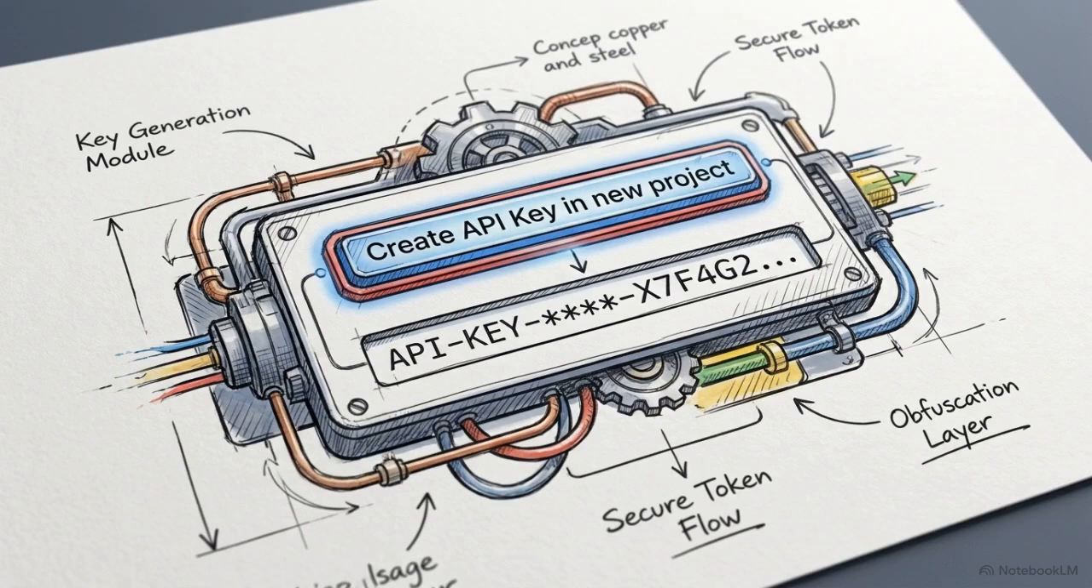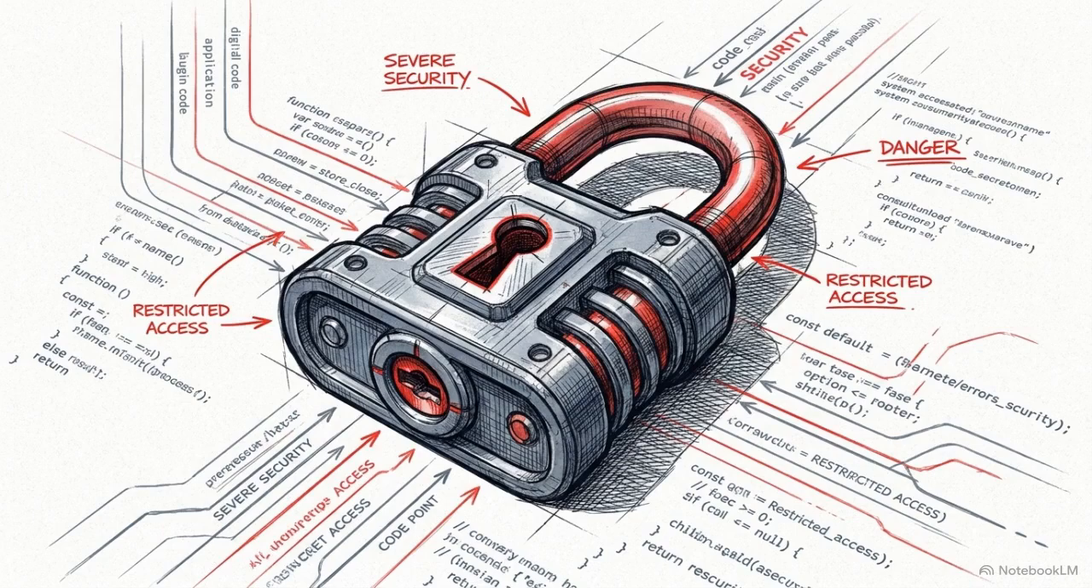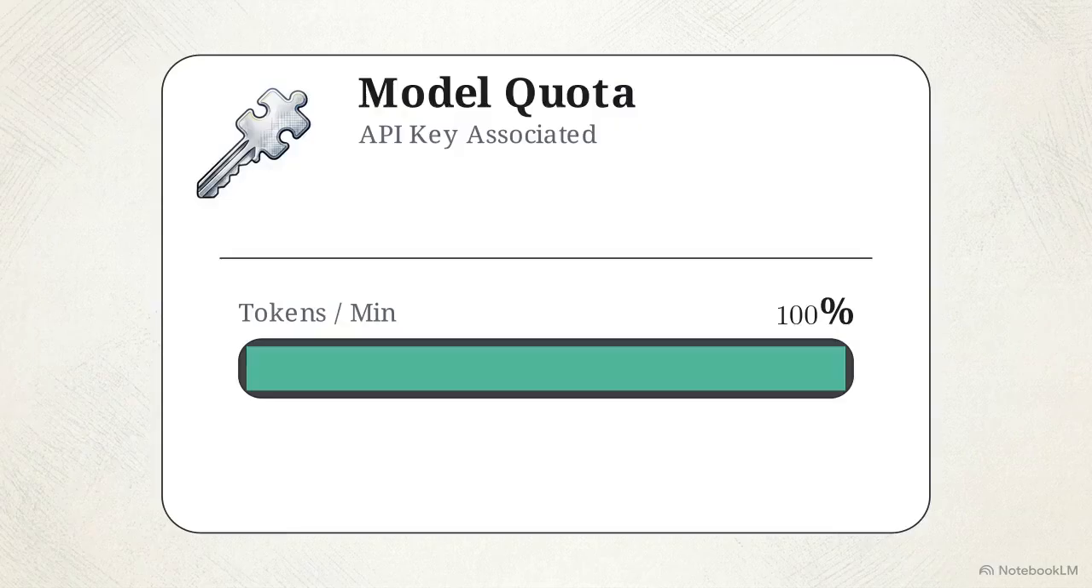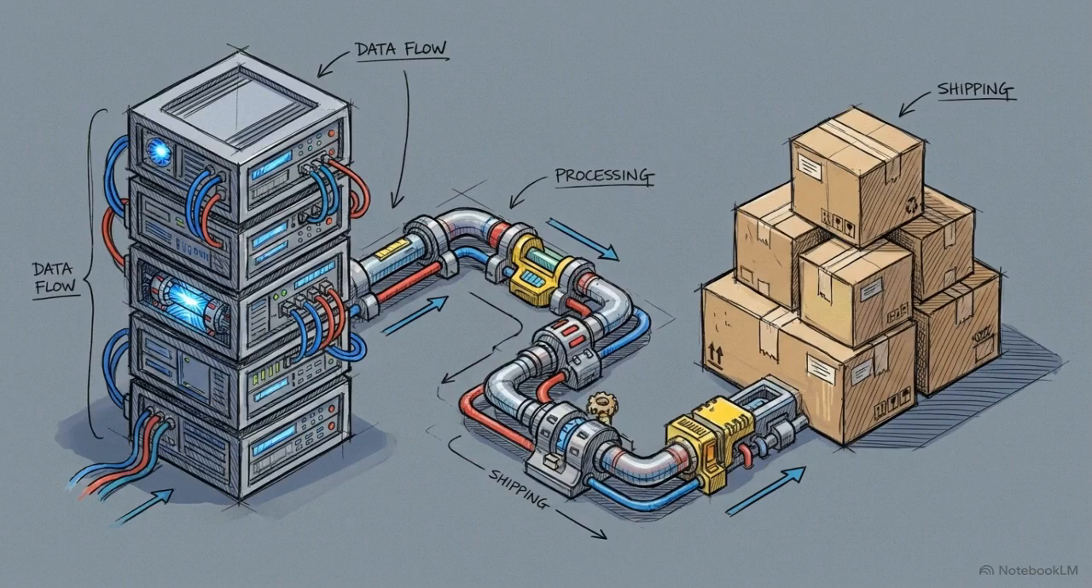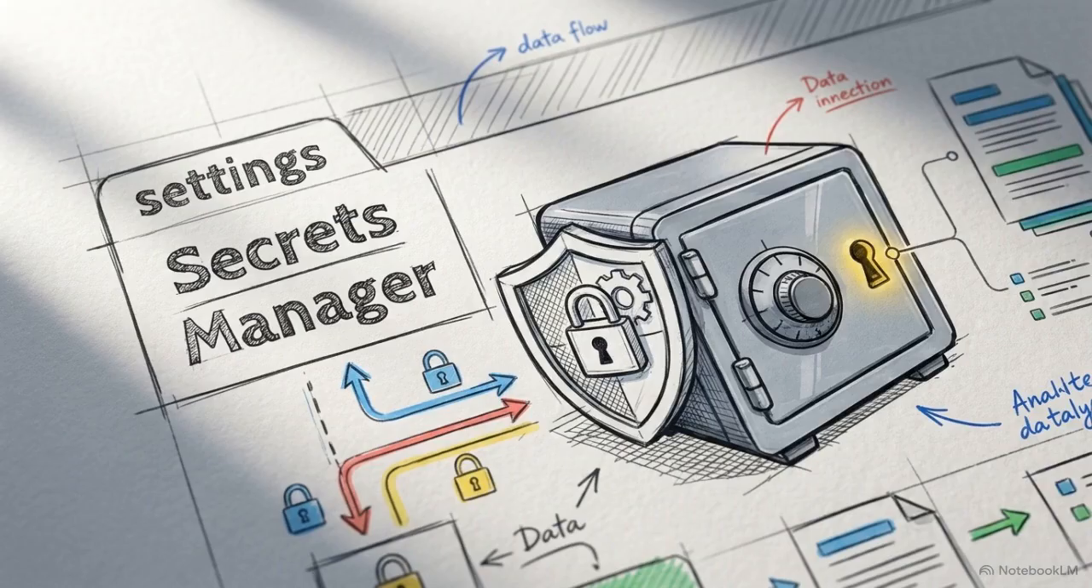Click Create API Key in New Project to generate your credential. Copy the string of characters and save them in a secure location. Treat this key like a password. Do not hard-code it into public software or share it on screen, as anyone with the key can use your allocated model quota. If your workflow requires external data, such as inventory from a database or shipping info, use the Secrets Manager in the Settings menu to store those credentials securely.